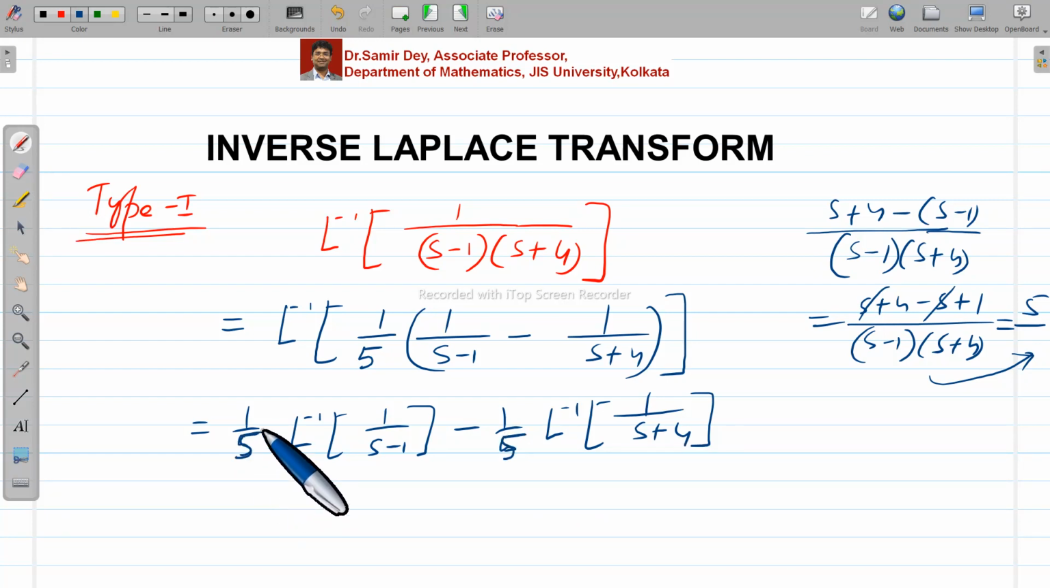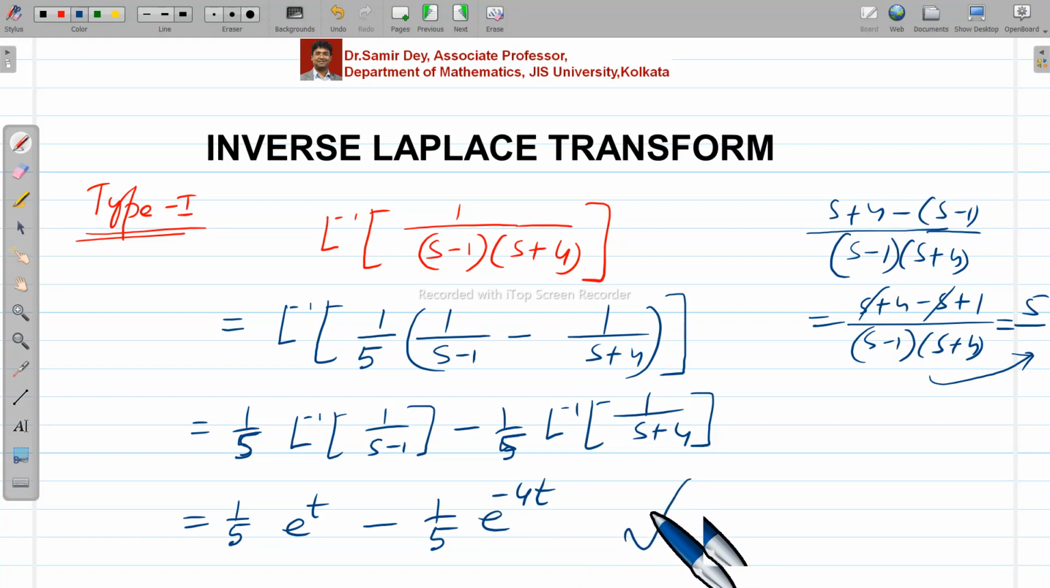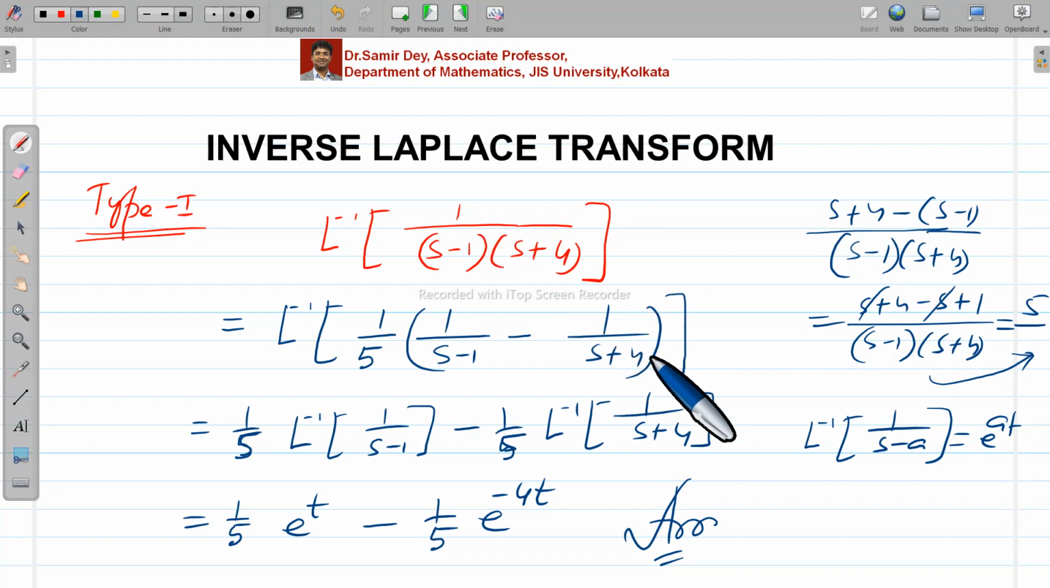Now what is the formula? It is basically 1 by 5 e to the power t, and minus 1 by 5 e to the power minus 4t. Clear? Which formula have I used here? Already you know L inverse of 1 by s minus a is equal to e to the power at. Clear? Very simple. Just separate, then find the solution. Very easy.